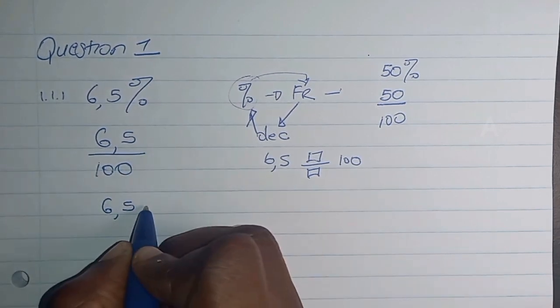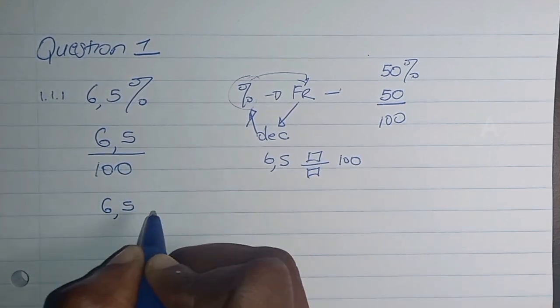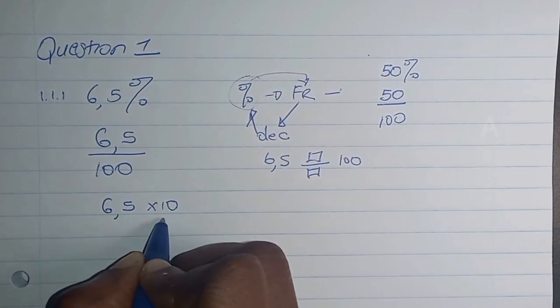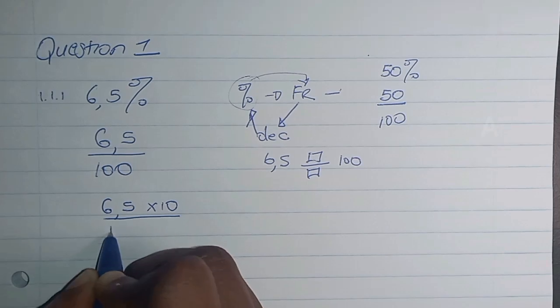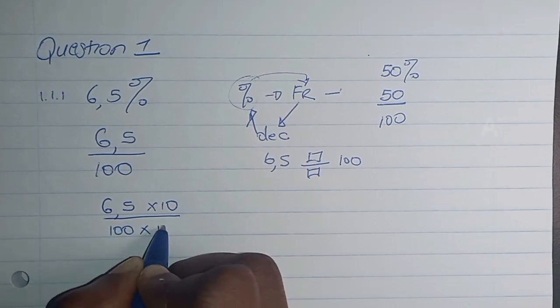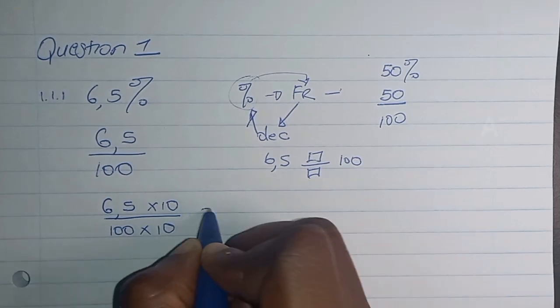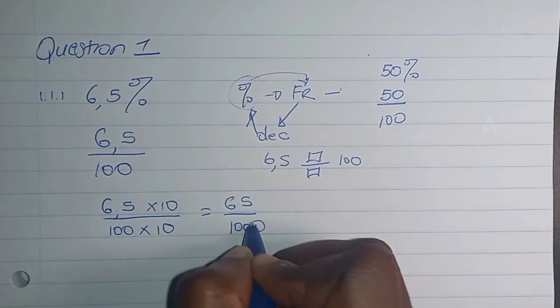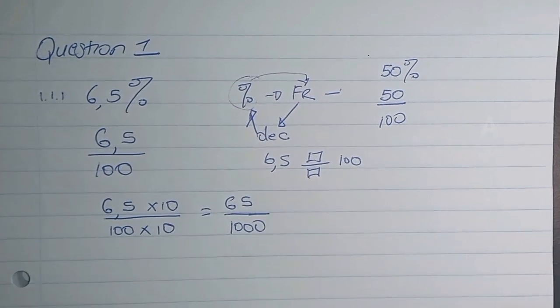Okay, so now what we're going to do is we're going to say 6,5 times 10, and that will be 65. And then we also have 100 here, so we have to also multiply that by 10. It will give us 65 out of 1,000. And now we can simplify.